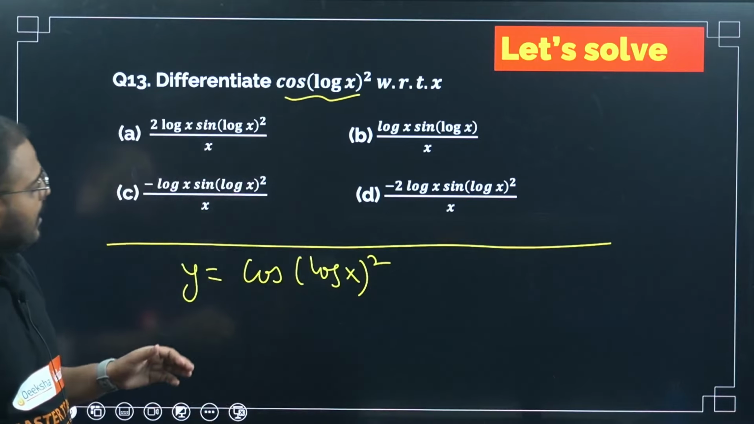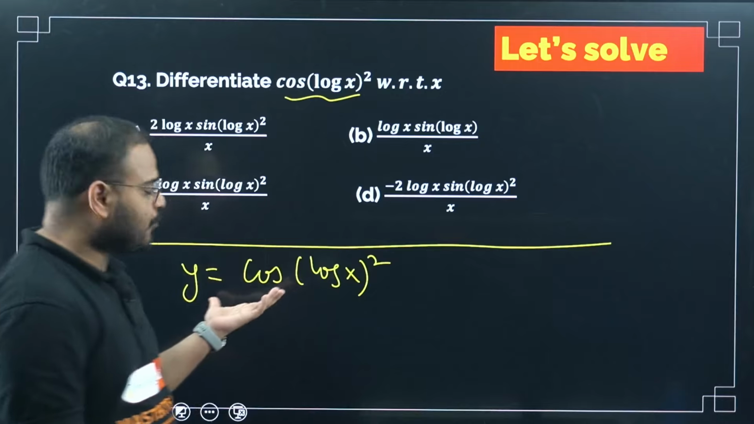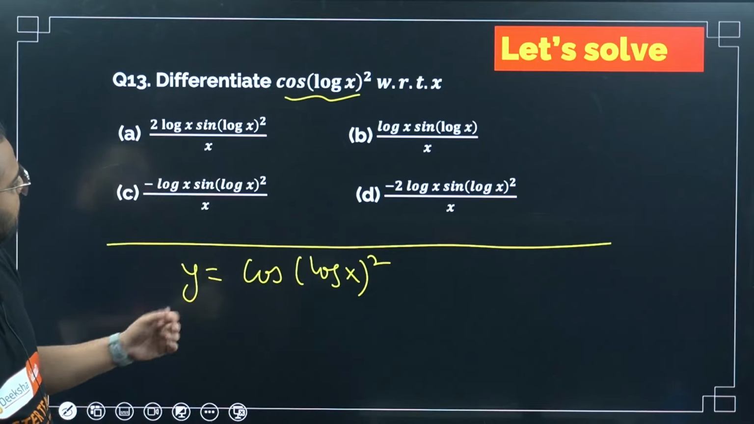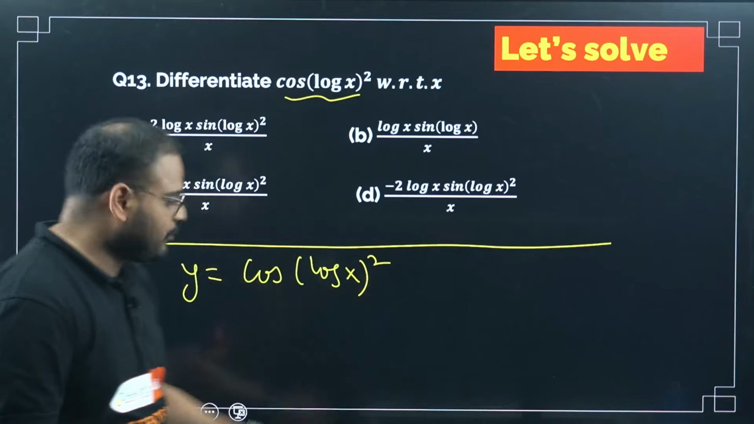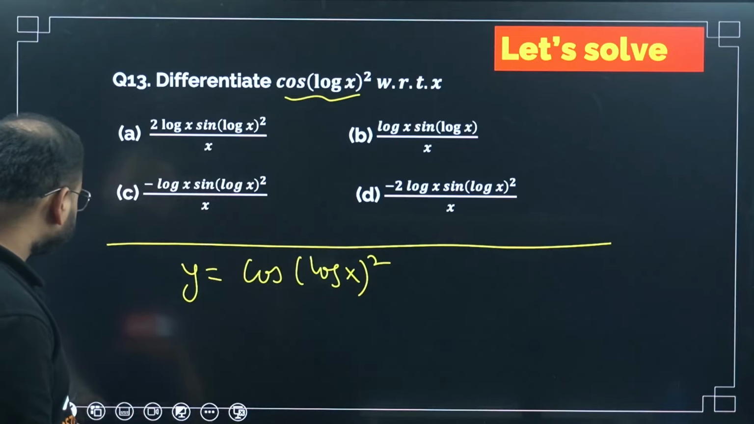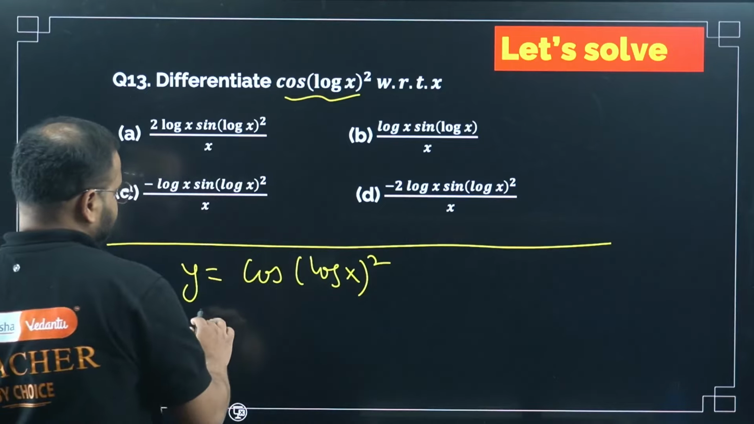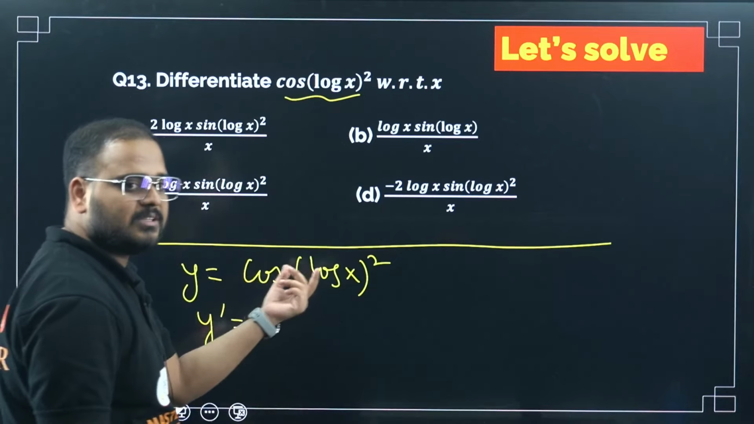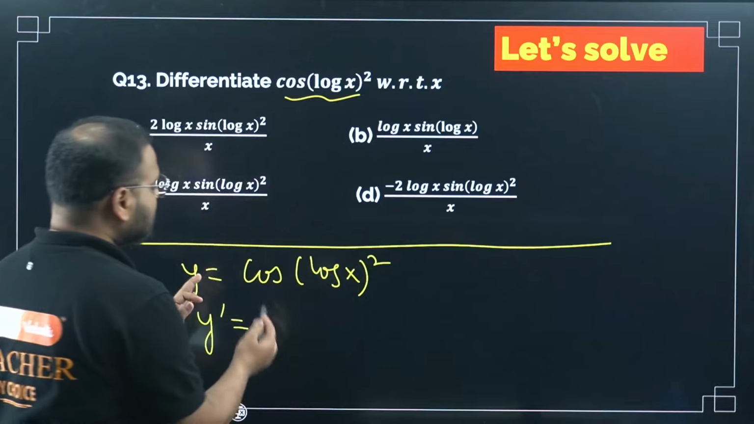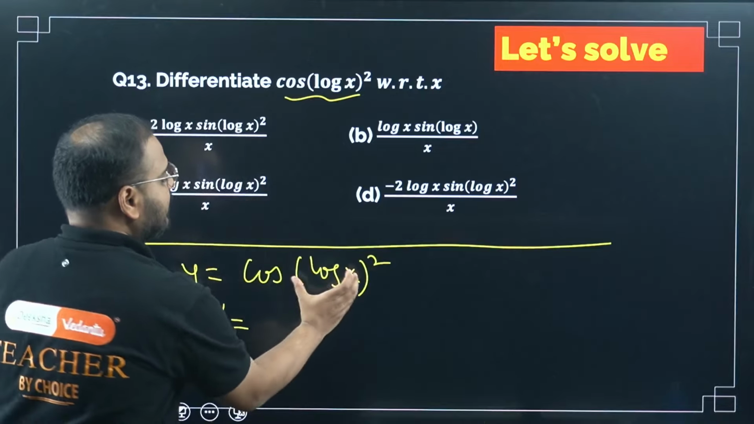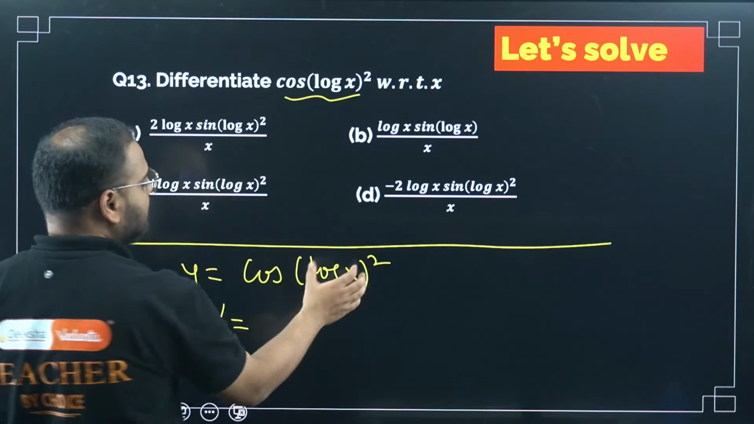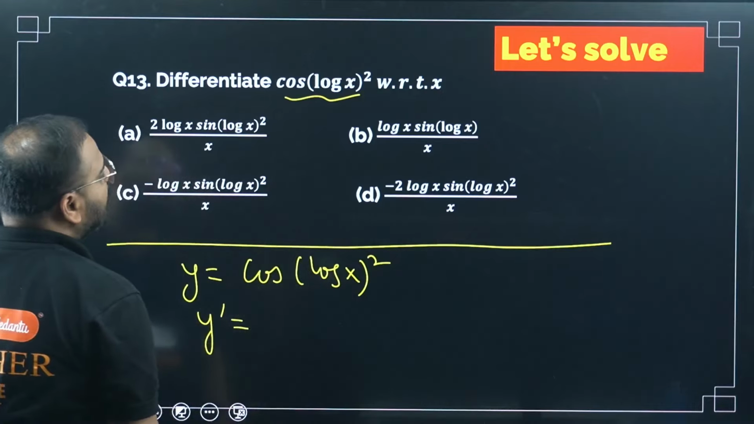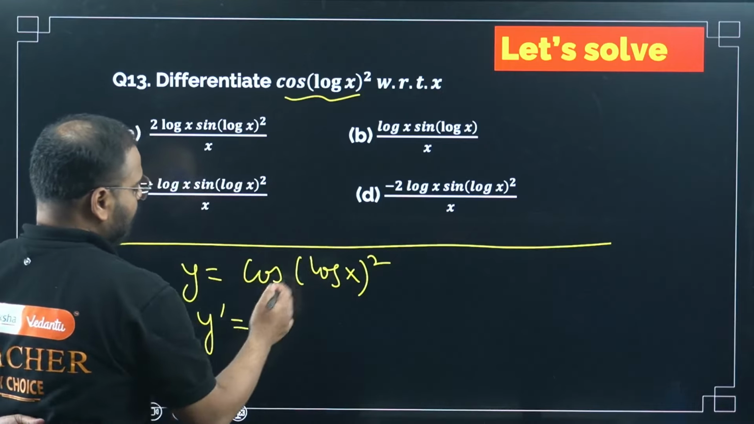I cannot use the product rule here. I must use my chain rule only. If I do that, how does this look? Please check. Y dash will be nothing but, I'm going to do first for cos, then for this power function, where 2 will come in front, and then I'll do for log again.